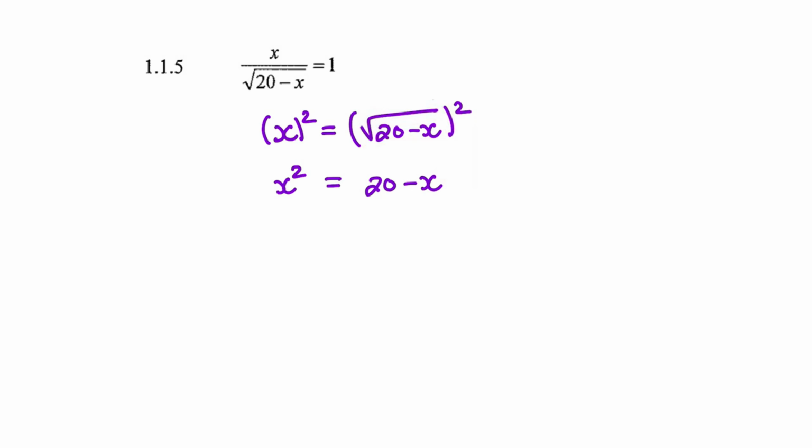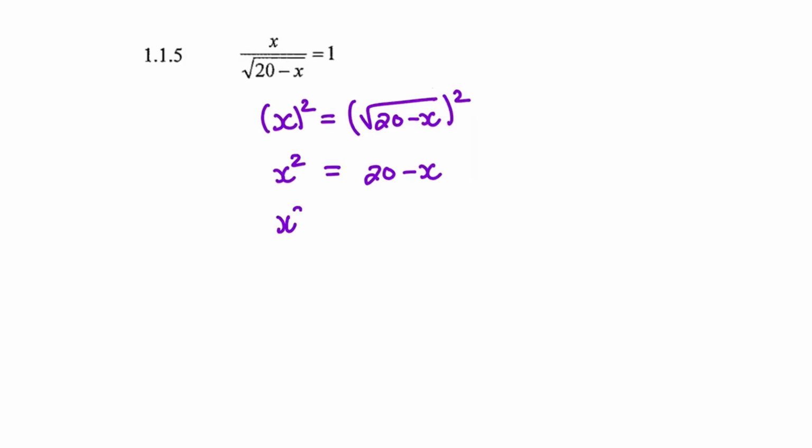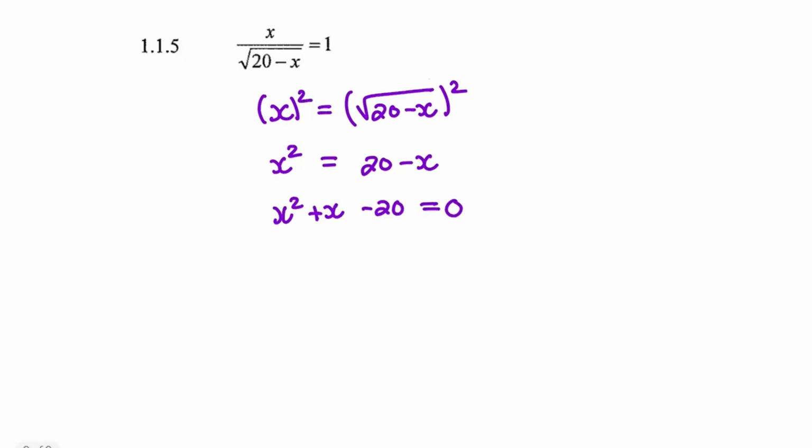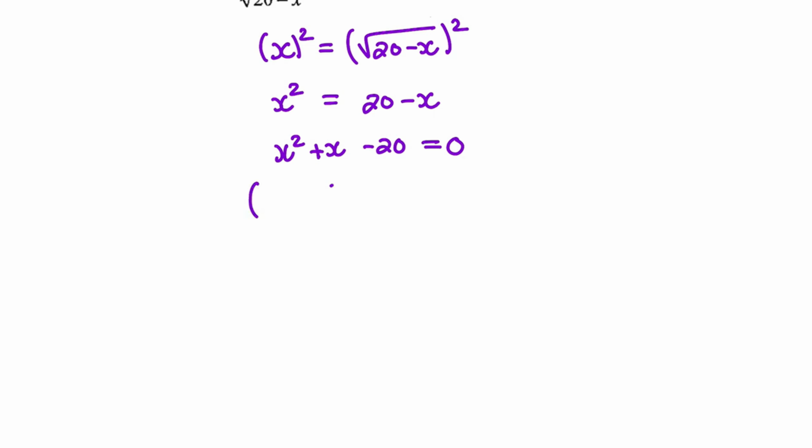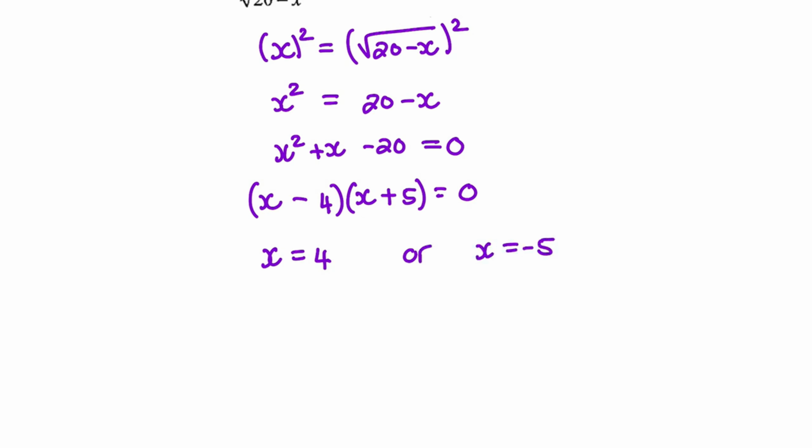Now I'll write the equation in standard form. So I'll have x squared plus x minus 20 is equal to 0. And this is an easy trinomial that I can factorize. So I'll have the factors of x, which is x times x, and the factors of 20, which is 4 and 5, which will lead me to a coefficient of 1 in the middle. So therefore it will be plus 5 and minus 4. So I can have two possible values for x. x would be equal to 4, or x is equal to negative 5.